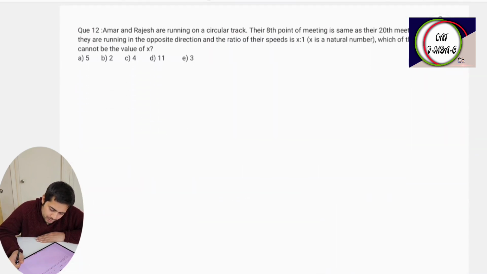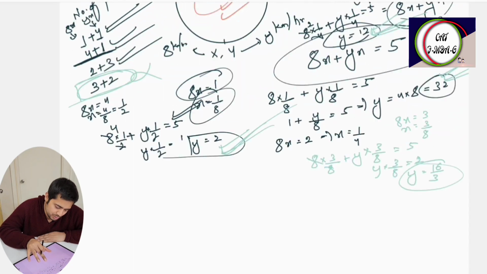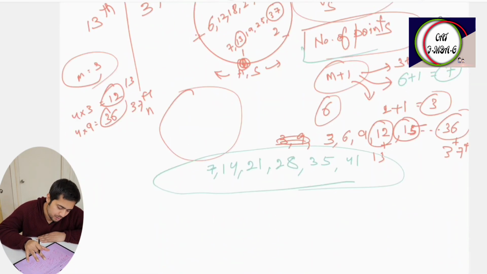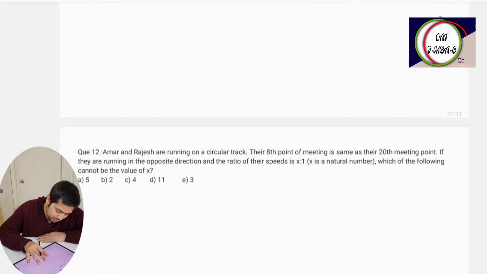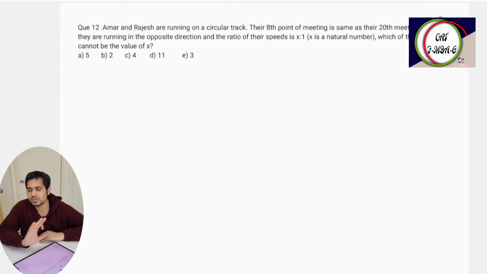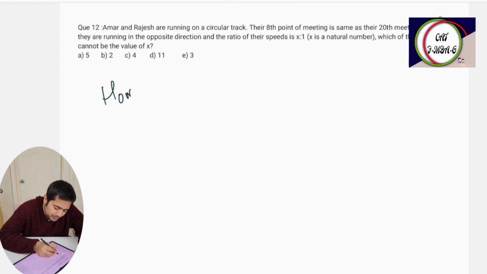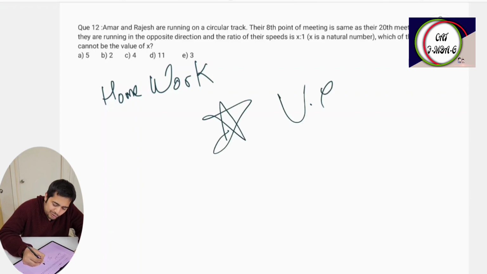Okay. The 8th point of meeting is the same as their 20th meeting point if they are running in the opposite direction. This question number 12 is a similar question to the one we solved, question number 10. So try to solve it on your own. I will not be solving it today. This is your homework, and if you do good work, I am going to give you a star.